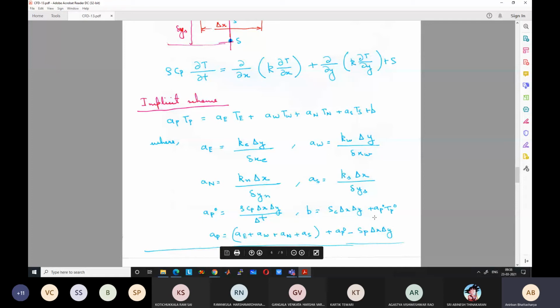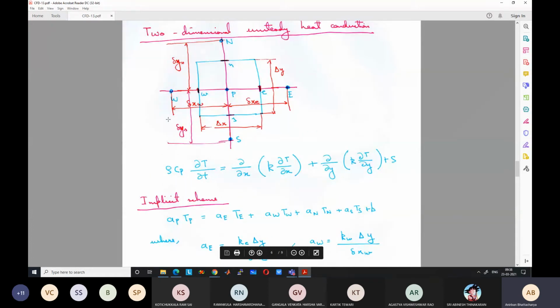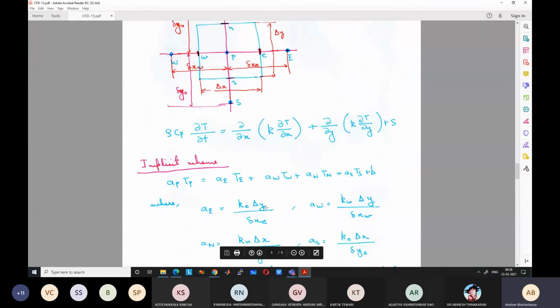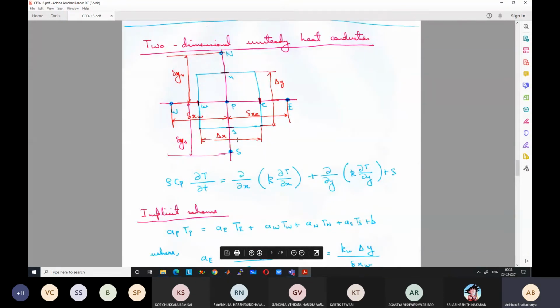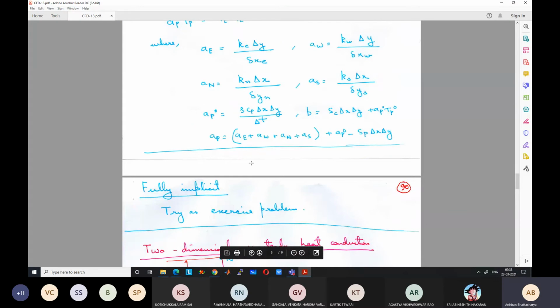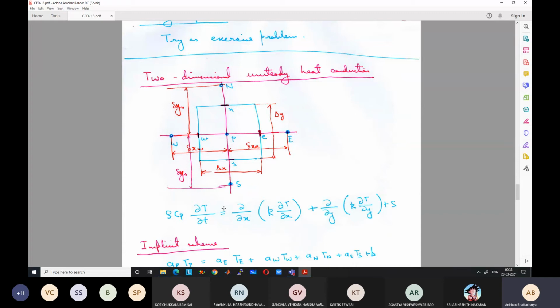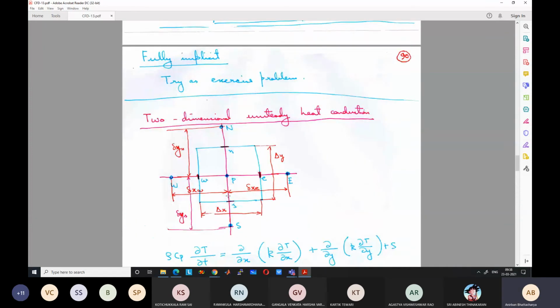So all this can be found using the same method that we have done for the 1D problem today. So please try to solve this and see whether you are getting these coefficients. I am leaving it as an exercise problem. This is the same page again. Just scan twice. So try this as an exercise problem.